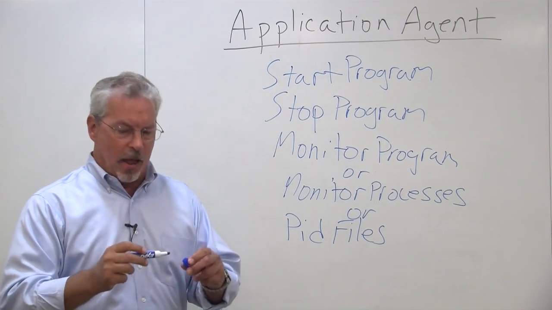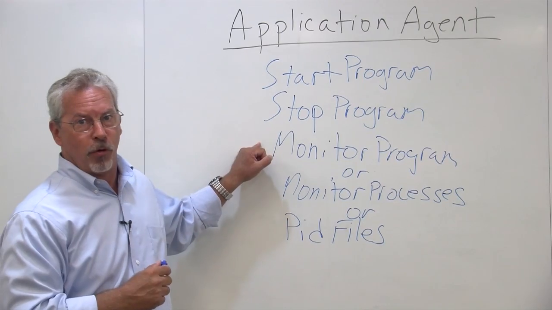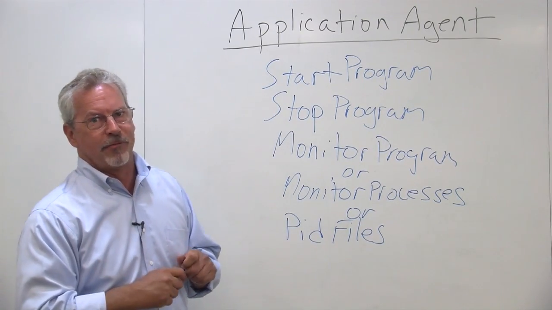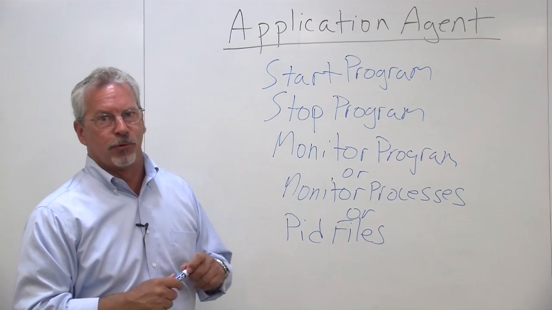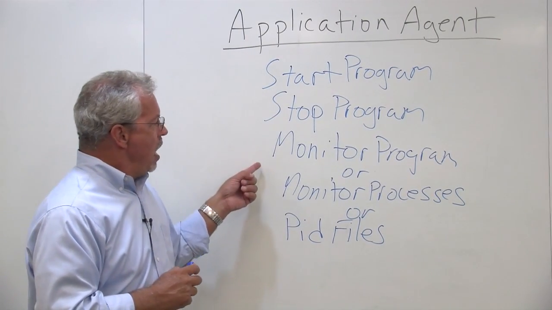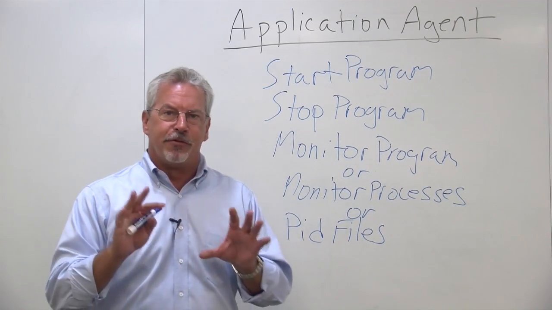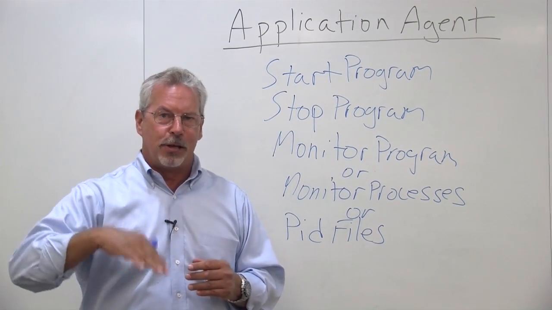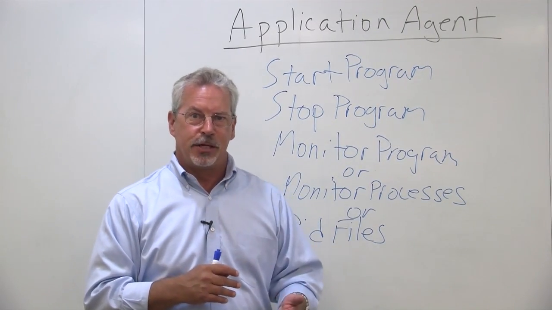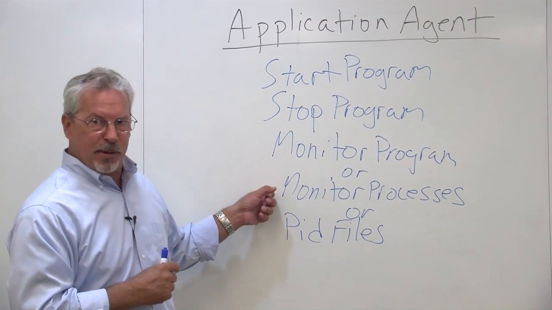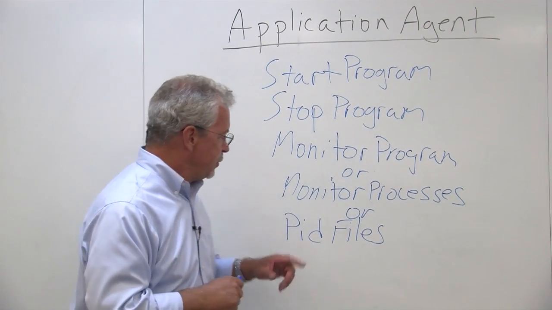The monitor program attribute is where you provide the path to a program or a script that you're basically going to have to write yourself. And this will be a script that monitors the state of the program after it's started up. The monitor processes attribute will be a list of process names as they're found in the process table, like if you run a ps -ef command to list the running processes. The process names that have to be monitored will be listed here in this attribute separated by spaces.